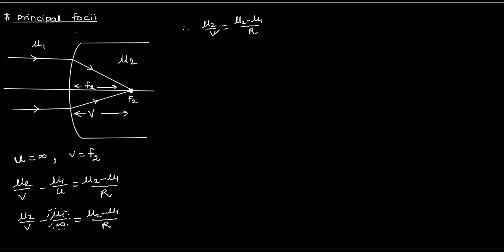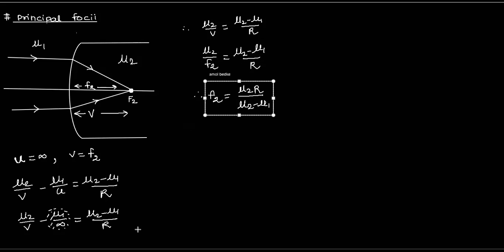And if I replace this phi now with f2, then mu2 by f2 is equal to mu2 minus mu1 divided by r. Therefore, if I find out this f2 value, transferring this side and this side, we get mu2 r divided by mu2 minus mu1. That is the f2 value.